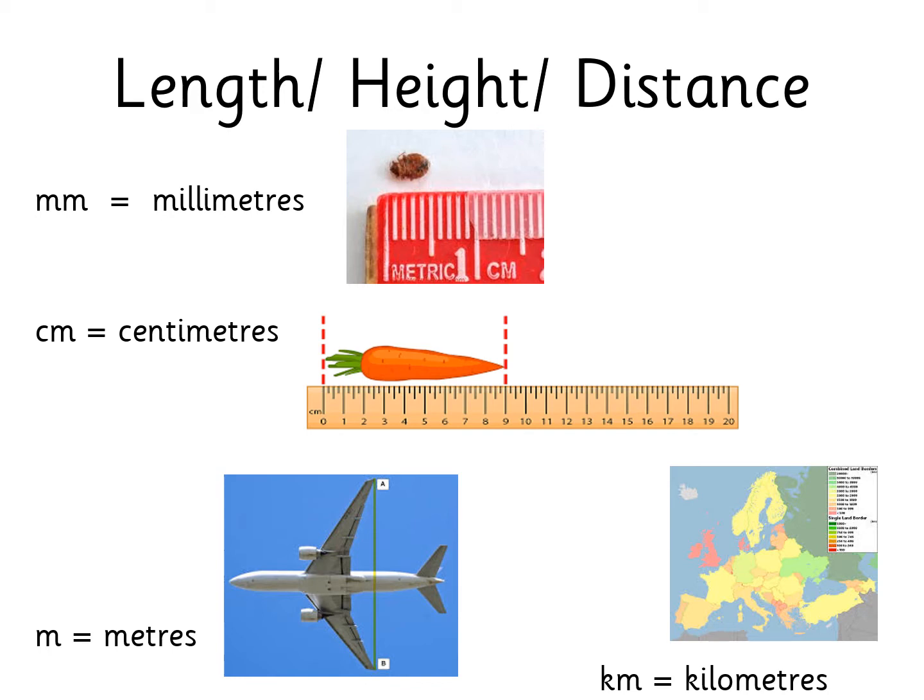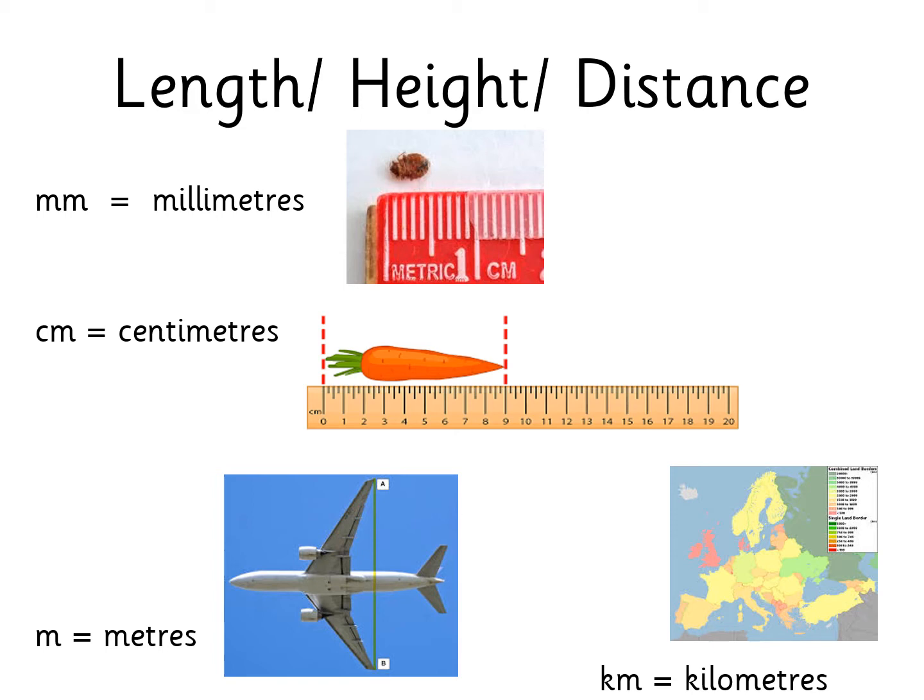Have a look at the carrot. The carrot is against a ruler just like the ones that we use in school. How long is this carrot? Well done, it's 9 centimetres. If you have a look on the ruler, you can see the number 9 and the units on the ruler say cm or centimetres.